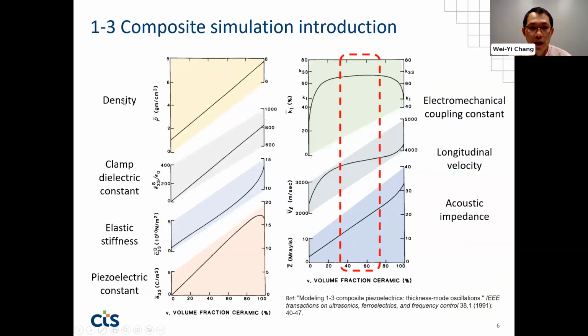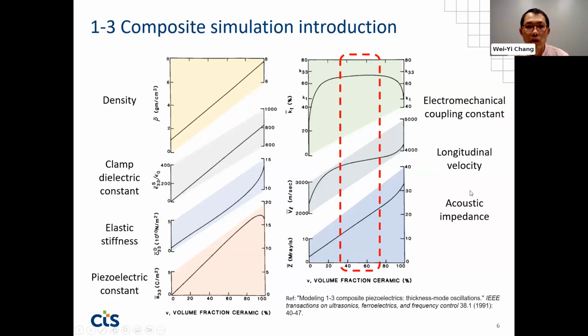Based on different density, clamp constants, elastic stiffness and piezoelectric constants, these fundamental properties, based on different volume fractions, give us different performance of our composite. And the three most important key elements are the electromechanical coupling constants, longitudinal velocity, and acoustic impedance.